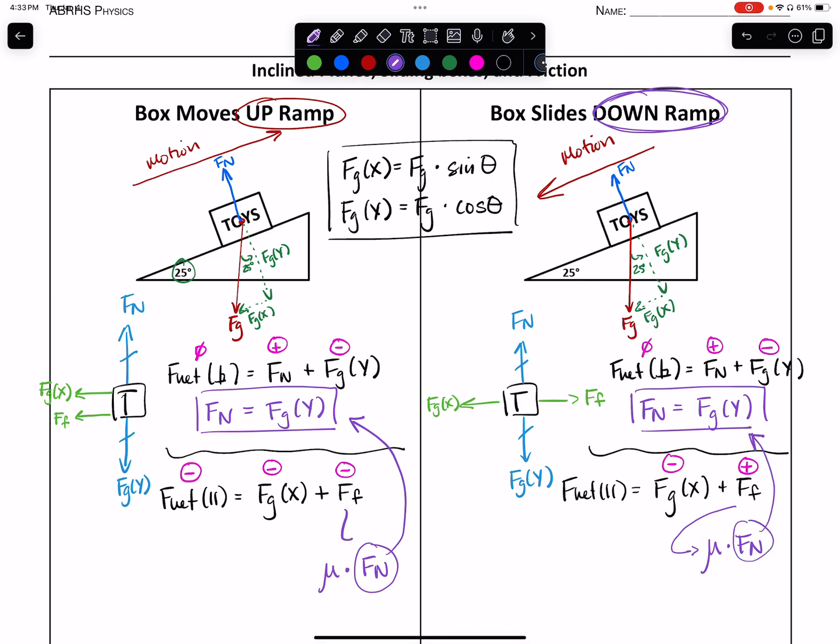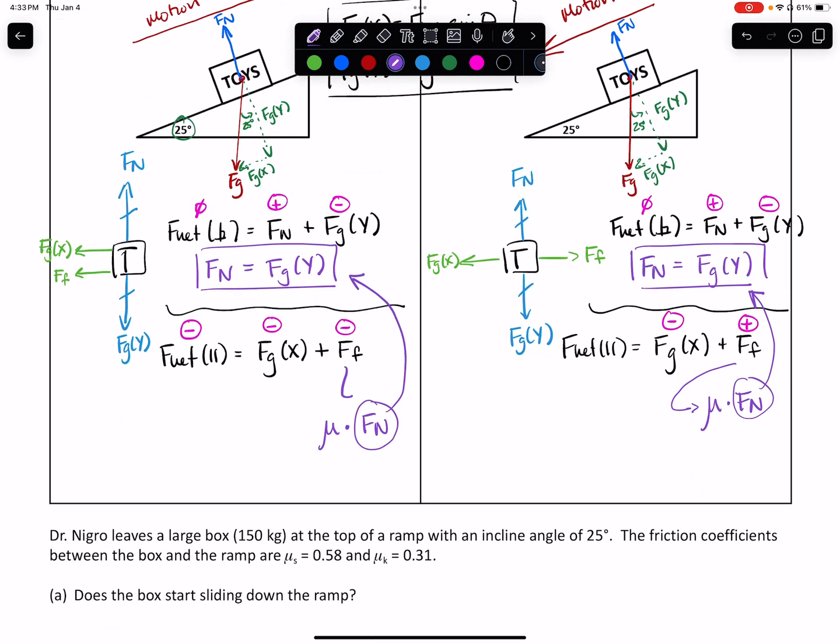All right, for either of these, just keep in mind, you could have an applied force present as well. You just need to add that in to the correct spot. That applied force is going to be part of the parallel motion, okay?